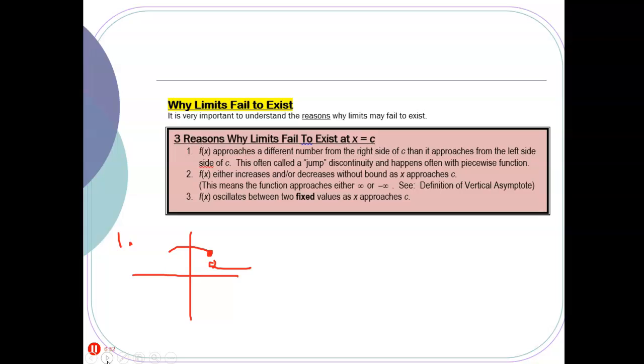Number 2, f of x increases or decreases without bound. So number 2 is your vertical asymptote. That would be the case if you looked at a graph and your graph kind of looks like that. It's going down in both directions and the graph does not exist at this point. You have a vertical asymptote at x equals a.